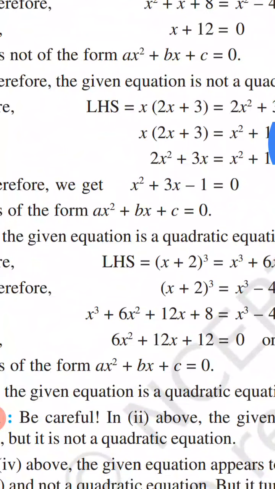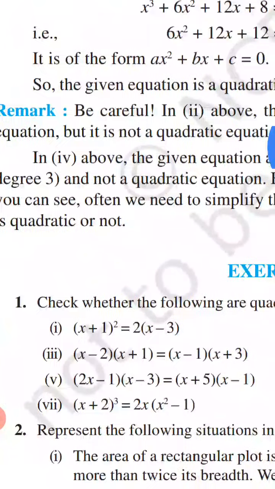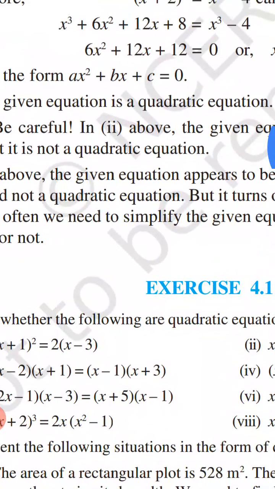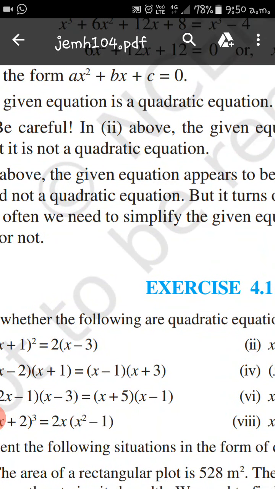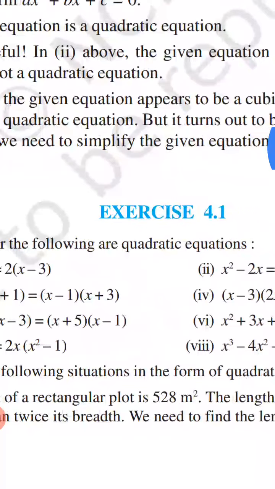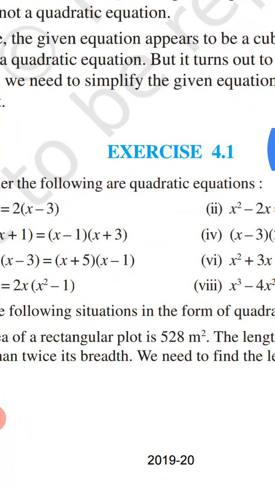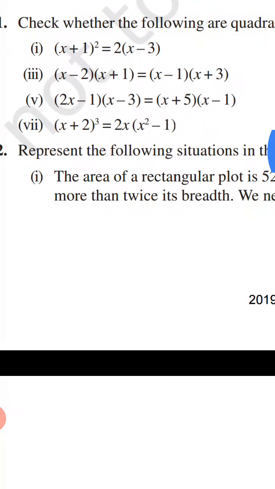Similarly, you can now solve the equations, simplify them and find whether each is a quadratic equation or not. Exercise 4.1 is like this. You have to simplify it and find whether it is in the form of ax square plus bx plus c is equal to 0 or not. If it is in that form, it is a quadratic equation; otherwise it is not.